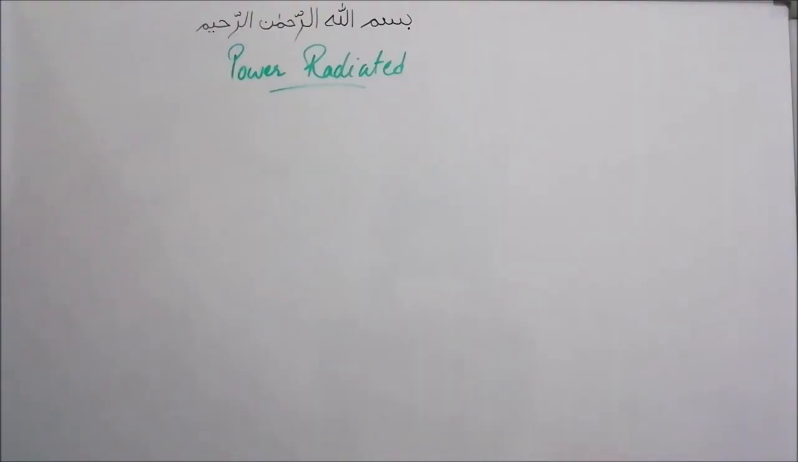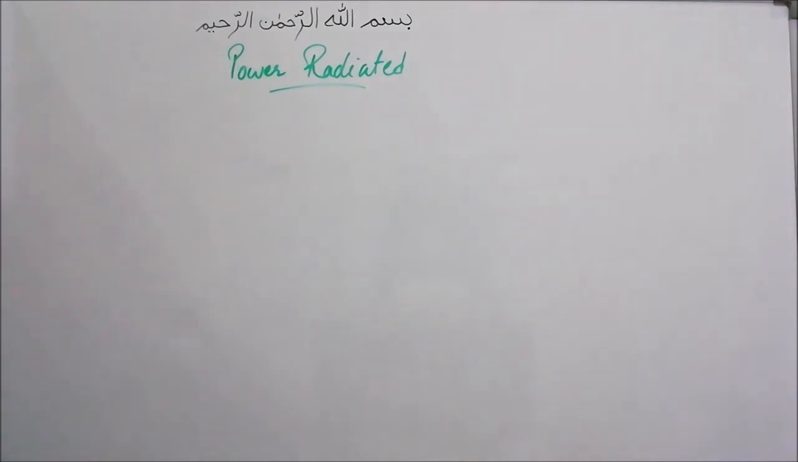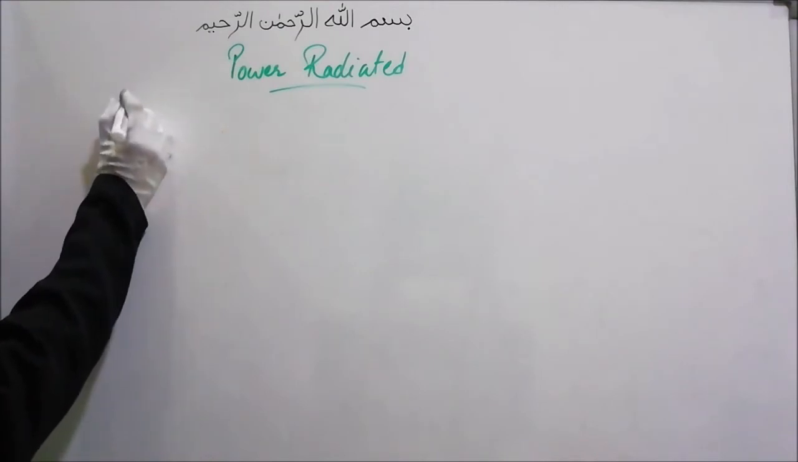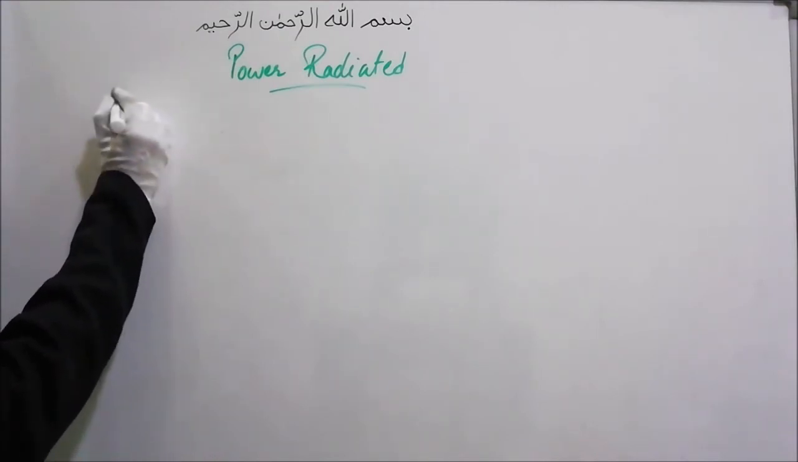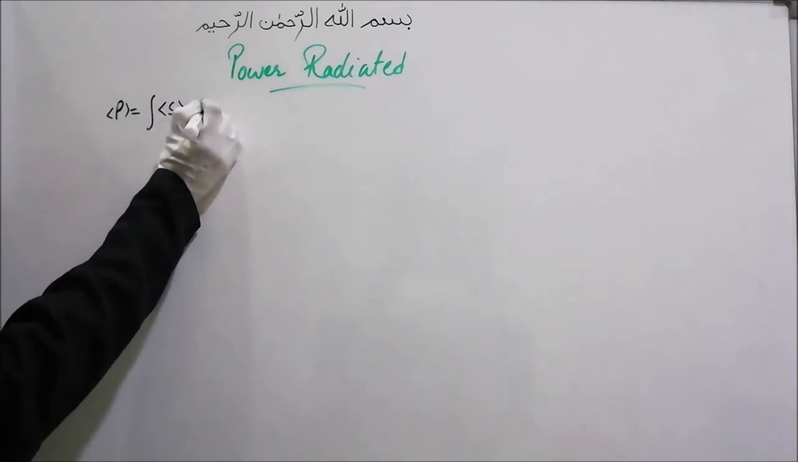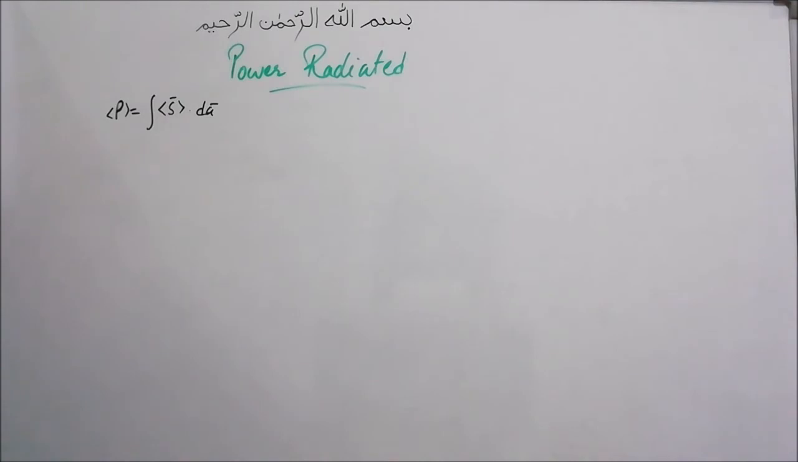Hi friends, in this part we are going to look into power radiated. When charges accelerate, they radiate energy, and we already know the formula for power radiated: the average power radiated is P equal to the integration of the average Poynting vector dot dA bar. Now here we are going to look into different cases.